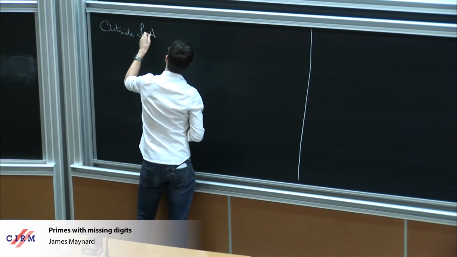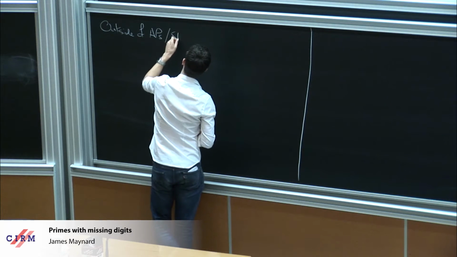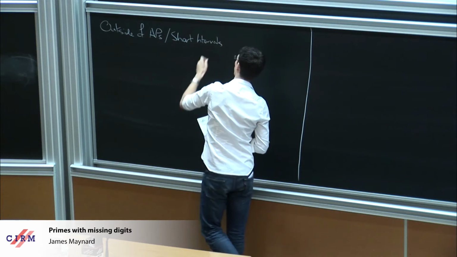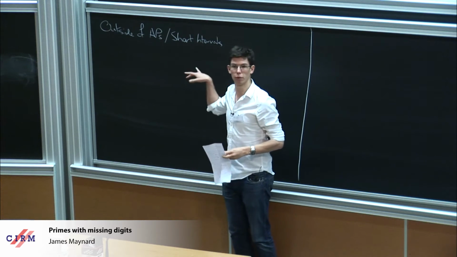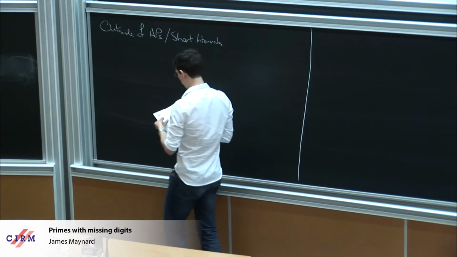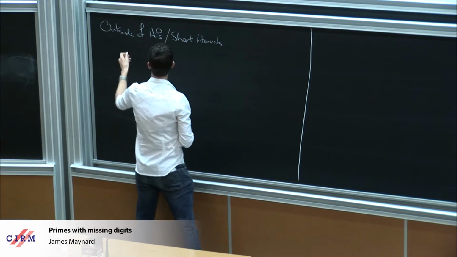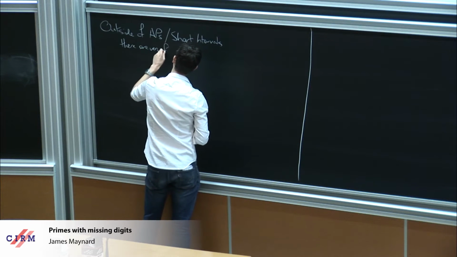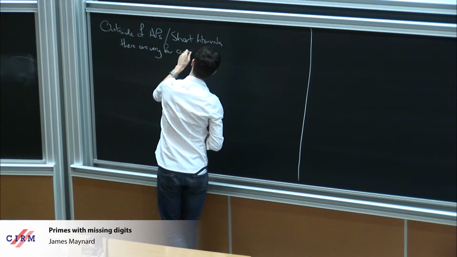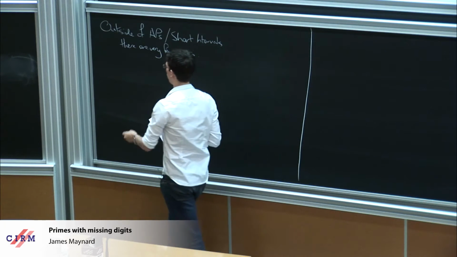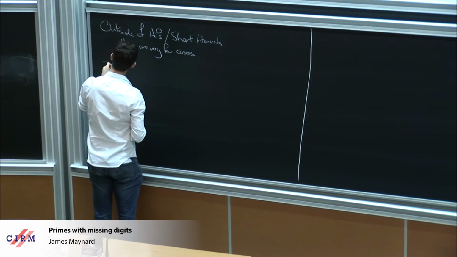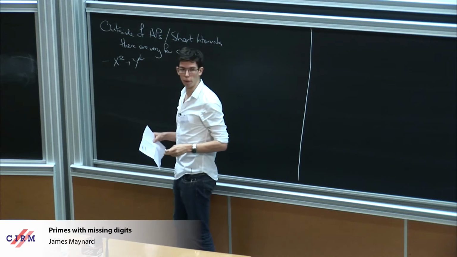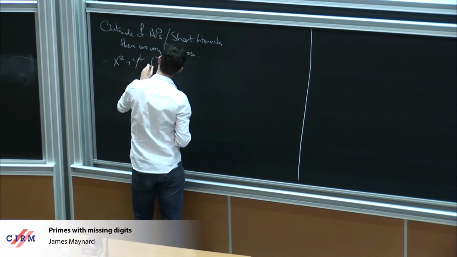Outside of arithmetic progressions or short intervals, or things that somehow look like arithmetic progressions and short intervals hidden slightly, there are very few examples. Cases when we can say anything at all, but there are some. So there's the work of Friedlander and Iwaniec saying that there are infinitely many primes of the form x squared plus y to the 4.